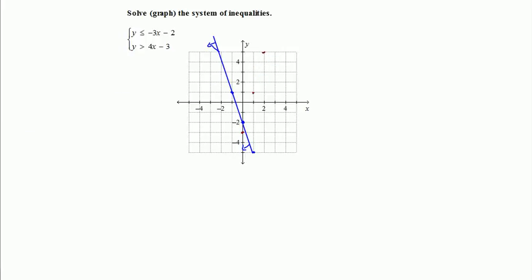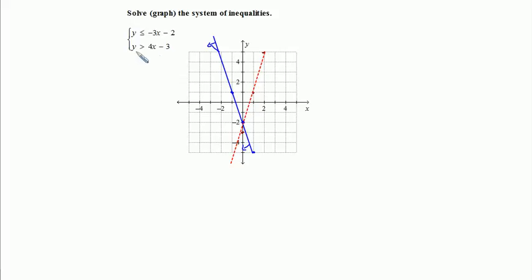And we'll go ahead and graph that line. But this line's not solid. The first line was solid because it had "or equal." This one can't be equal, so it's a dashed line. So we're going to draw that as a dashed line and figure out shading for it.